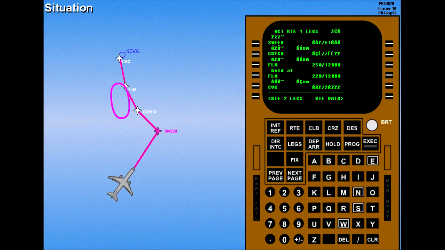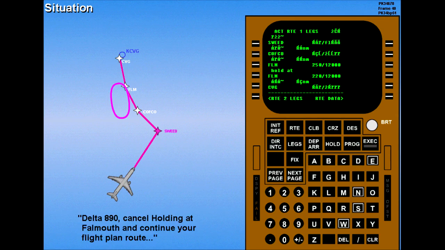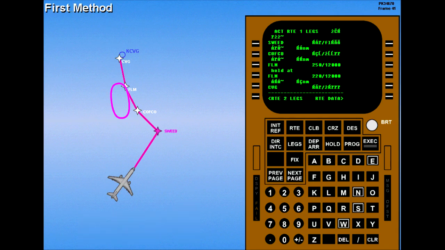In this situation, you are descending on the Swede 2 arrival and, under ATC direction, have established a holding pattern at Falmouth. ATC now clears you to cancel the hold at Falmouth and continue your flight plan route. Prior to the aircraft entering a holding pattern, you may cancel the hold by either of two methods. The first uses the waypoint bypass procedure.